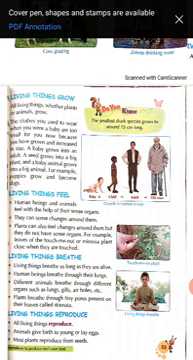Number 4, plants breathe through tiny pores present on their leaves, called stomata. Yes, plants breathe through tiny pores, and the tiny pores are called stomata.